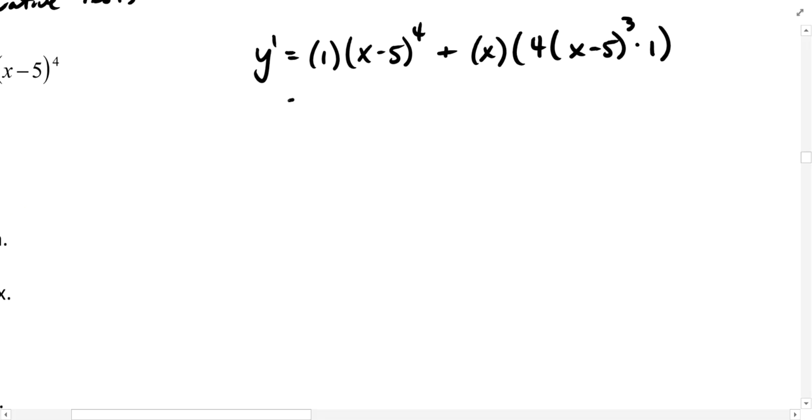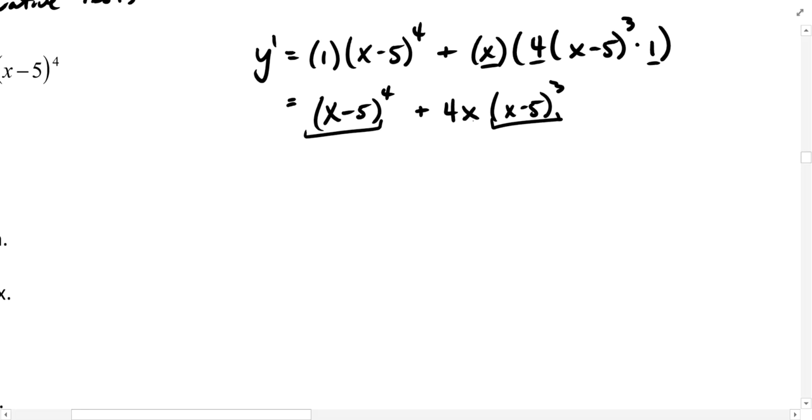Now it would be worthwhile to simplify this, and we have x minus 5 to the 4th power plus, and this is kind of interesting, 4x times x minus 5 to the 3rd power. So I've multiplied these products, x, 4, and 1. Those can be multiplied together, and that's where the 4x came from. But now we've got x minus 5 as a common factor between these two terms. And so it looks like we can factor out x minus 5 3 times from both of those.